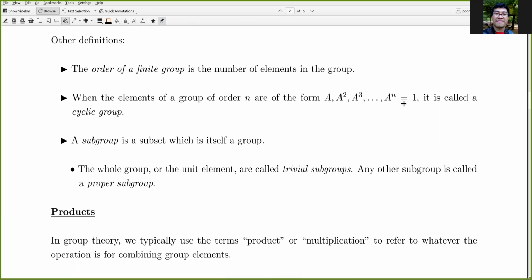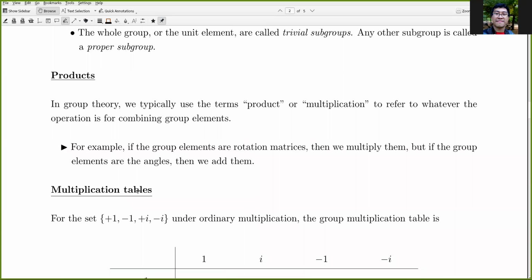So as always, there will automatically be two subgroups, the trivial subgroups, 1 and the whole group. All other subgroups are called proper subgroups. In group theory, we typically use the term product or multiplication not literally as the product or multiplication we are used to, but it could be whatever operation we use for combining group elements.